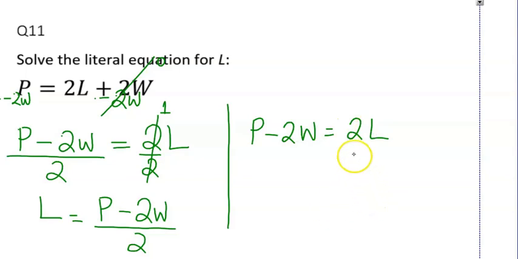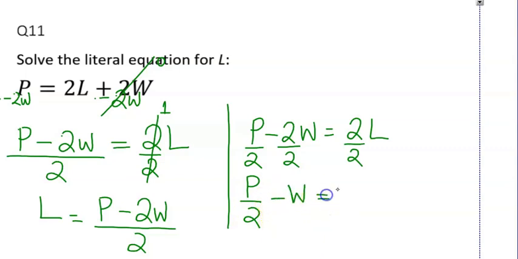I know that I have to divide by 2 here to make 1. Then I can separate, put 2 here and put 2 here. Separate. And then this becomes what? A p over 2. What does this become then? Just w, negative w, and here is an l. You can answer like that too.